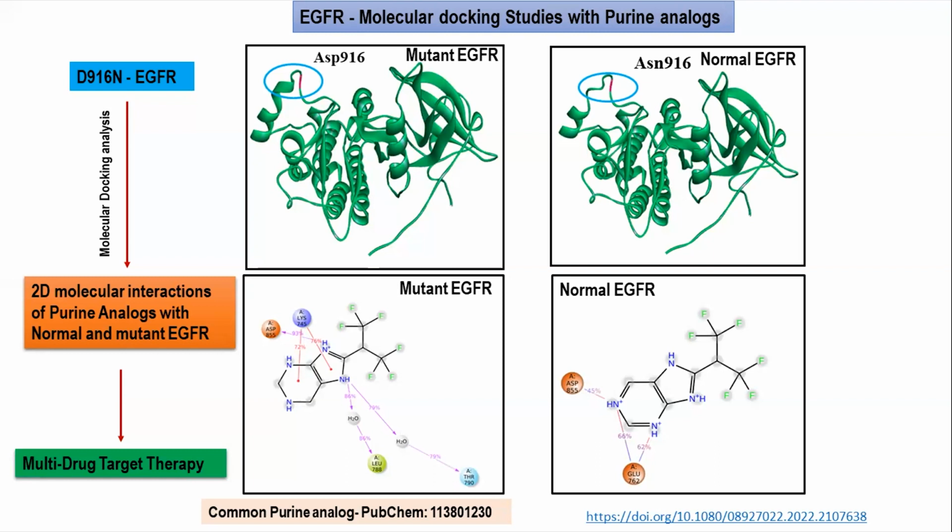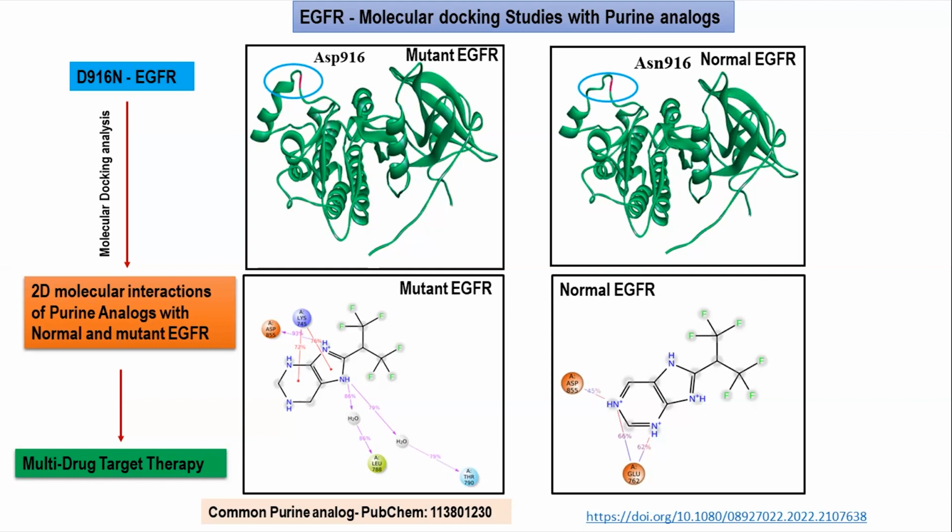we have seen that though structural or conformational changes are happening in this receptor, a similar kind of drug binds to both the normal or overexpressed EGFR as well as the mutated EGFR. And this belongs to the purine analogs. We have screened almost 100,000 compounds of different functional groups belonging to the purine category.